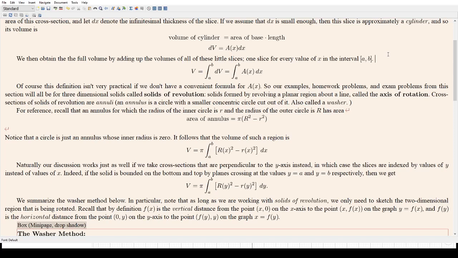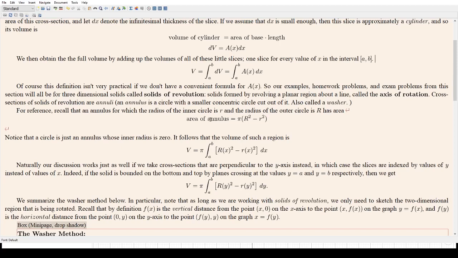The point being that if we are focusing on solids of revolution only, then if we take a cross-section of a solid of revolution along an appropriate axis, we will end up getting an annulus. And recall, an annulus is just a circle with a smaller concentric circle bitten out of it, also called a washer. And the reason this is convenient for us is because we know what the area of an annulus is.